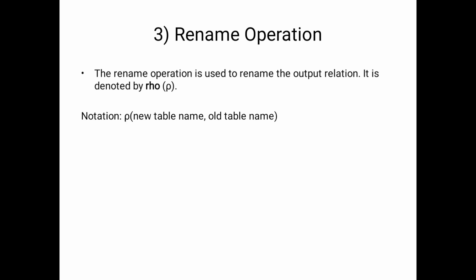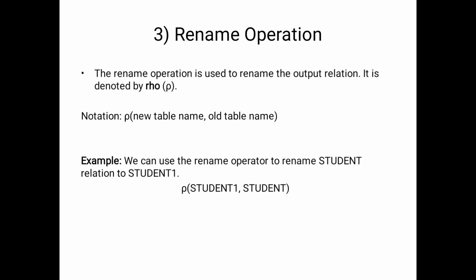Now we will use rho. What is the notation here? Rho of new table name. Here the new table name is student1. What is the old table name? Student. So this is the syntax. Please observe here. We can use the rename operator to rename the student relation to student1. That's why we will consider rho of student1, student.